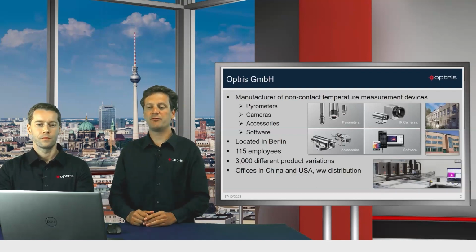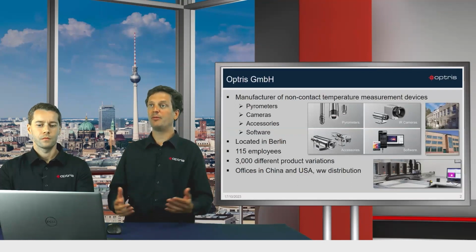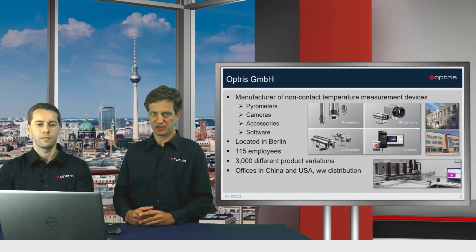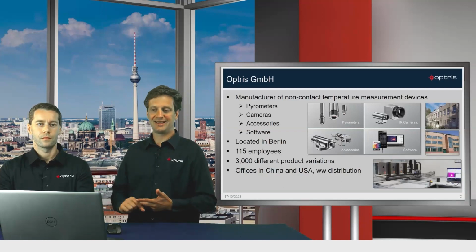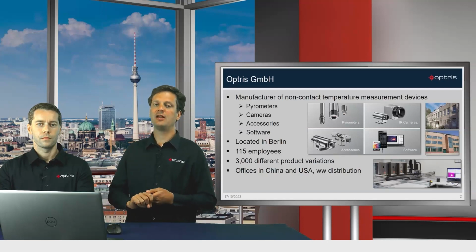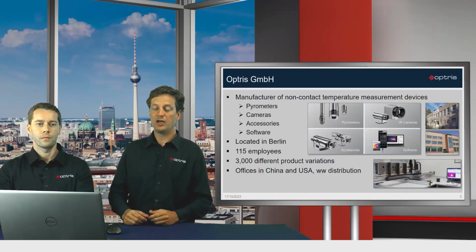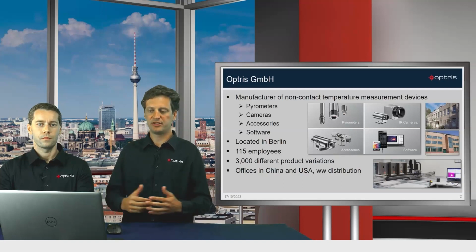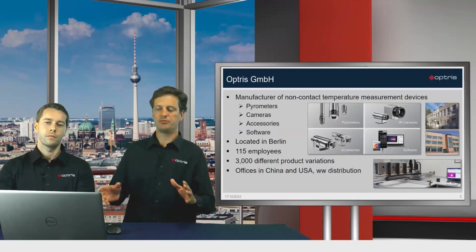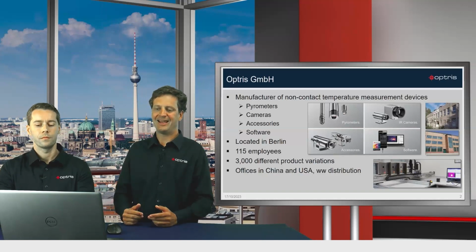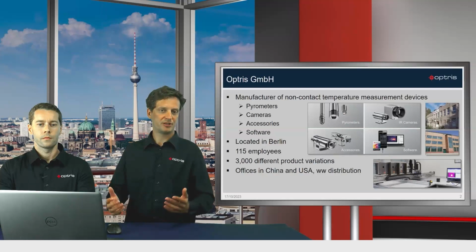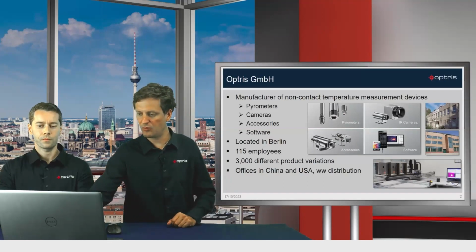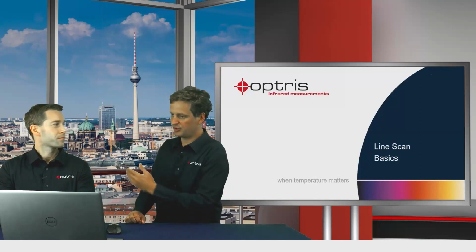Just a short introduction of Optris GmbH itself. We are a manufacturer of any kind of non-contact temperature measurement devices, which means we are talking about pyrometers, cameras, and also accessories and the software. You will see in the examples today how this goes together. We are located in Berlin, where we also manufacture our devices. We are approximately 115 employees, and we have a wide range of different products. And as usual for a medium-sized company producing such units, we are worldwide present. This is a short introduction, and now we jump to some basics presented by André.